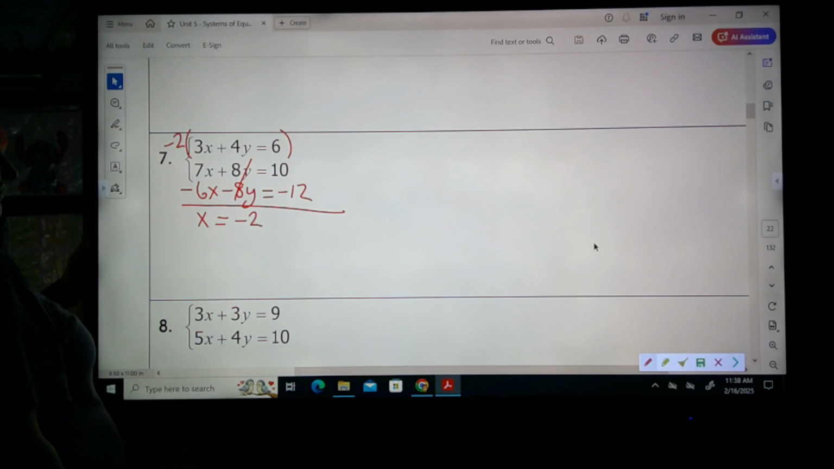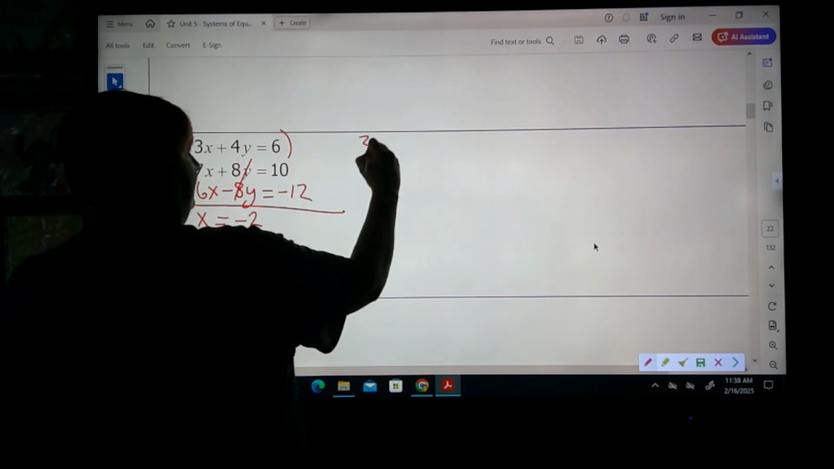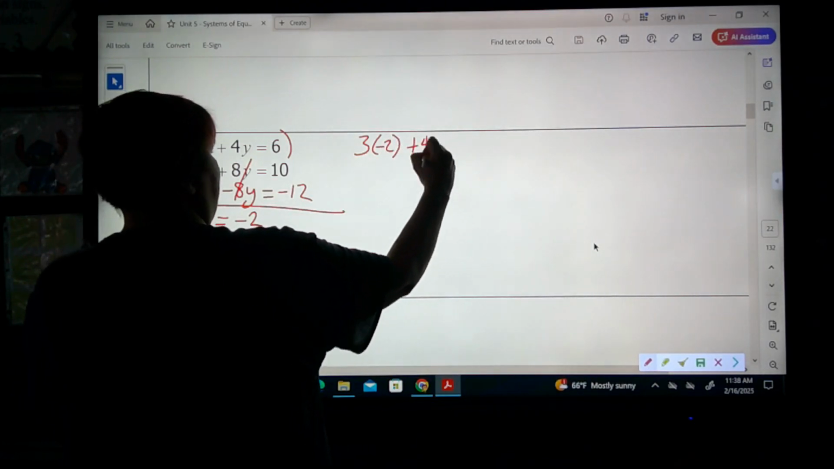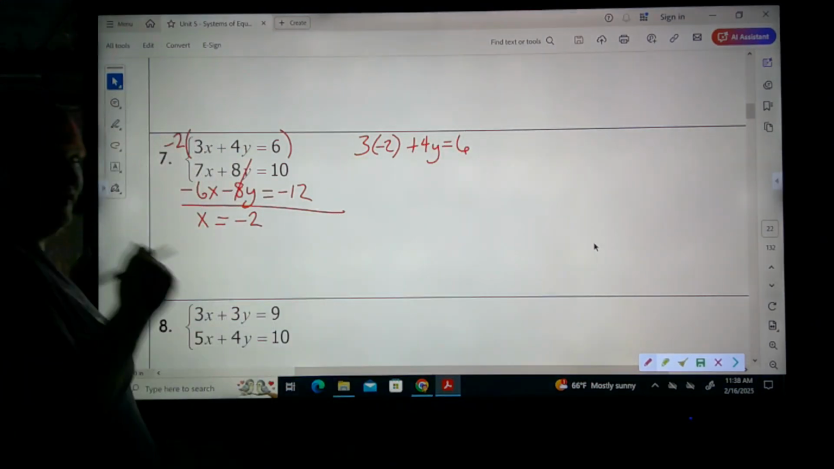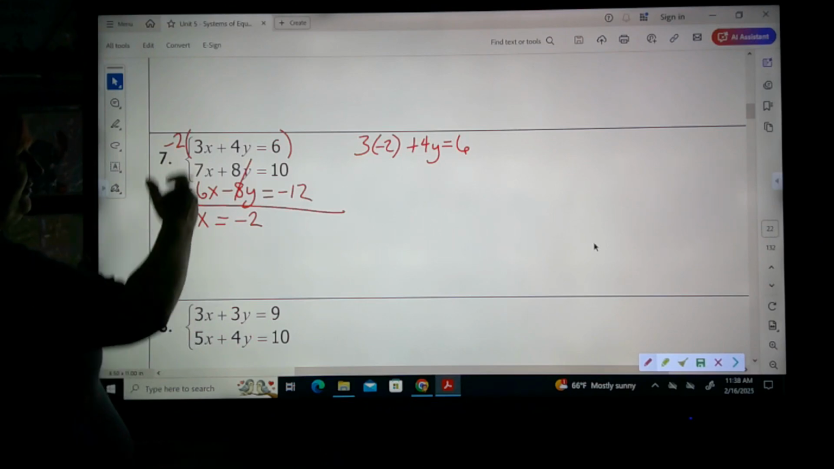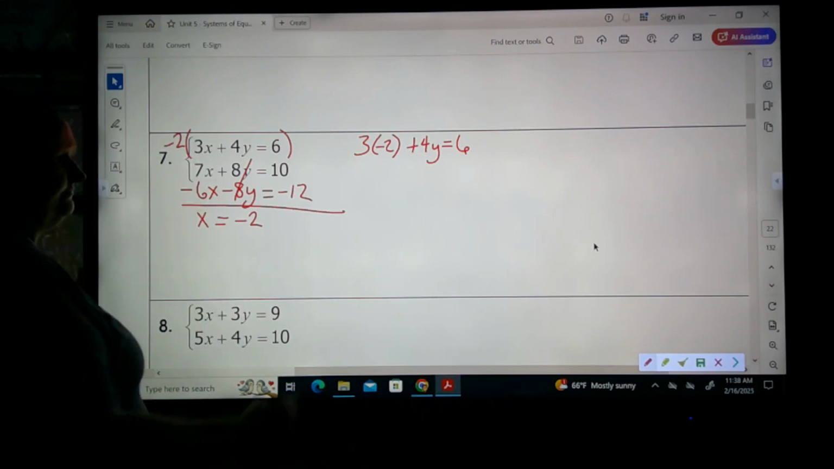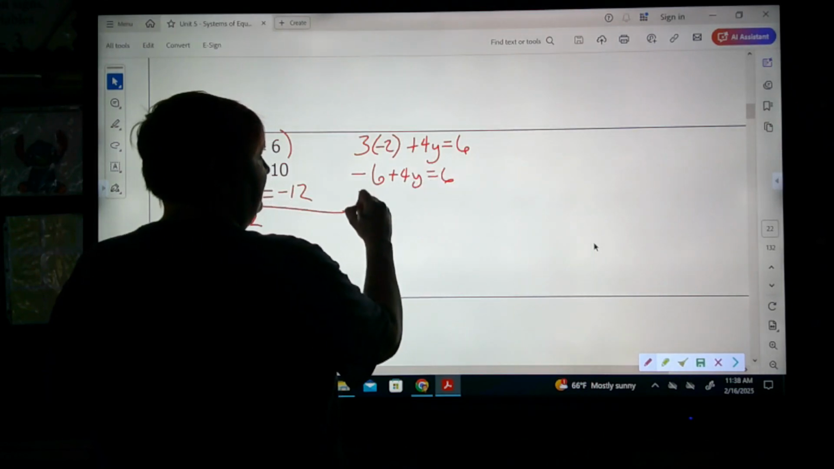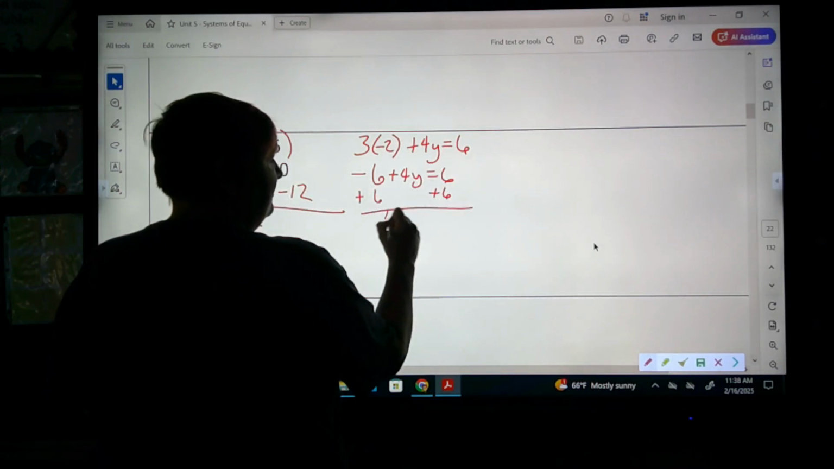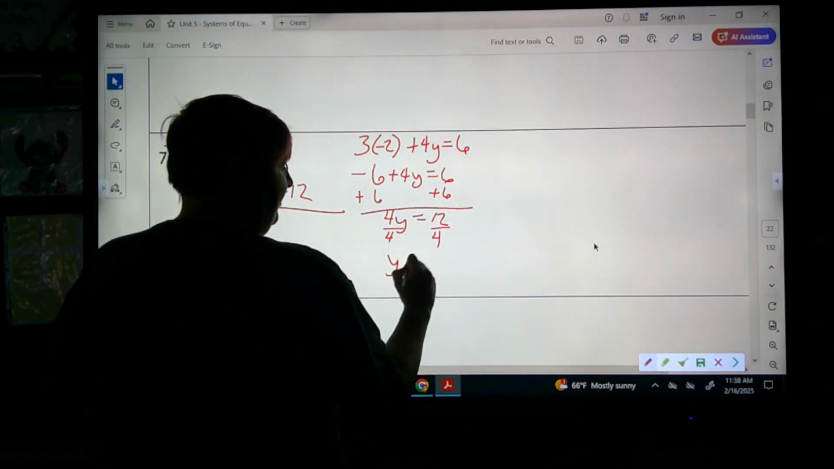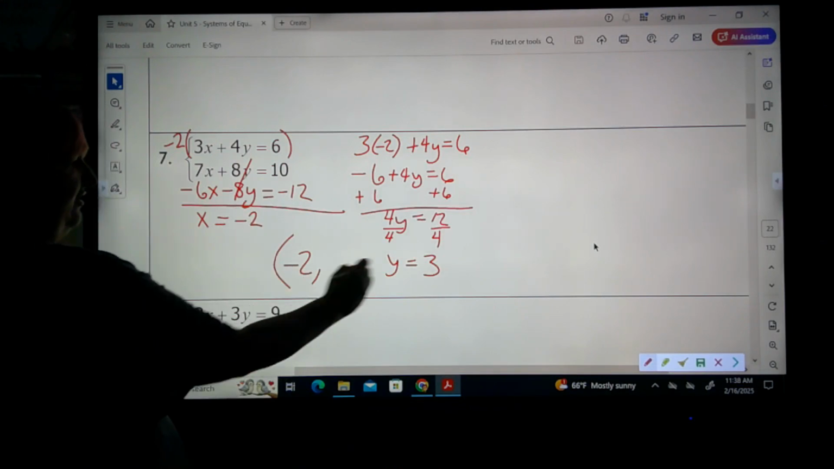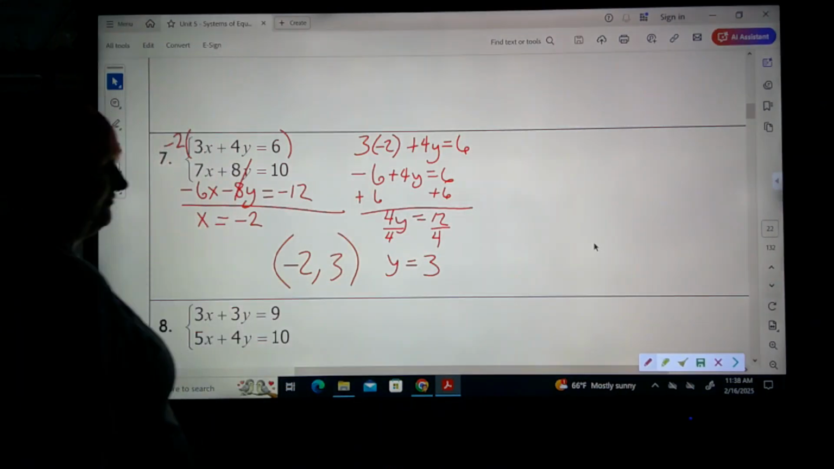Now that I know x is negative 2, I can put it into any equation. Most of the time, the first equation is honestly the easiest one. But as you start working on it and start noticing patterns, you will quickly be able to notice which one's going to be the easier one. Right? 6x plus 4y equals 6. Add 6 to both sides. 4y equals 12. Divide by 4 on both sides. Y equals 3. So, for the x value of our solution, negative 2. For the y value, 3. That's our solution.